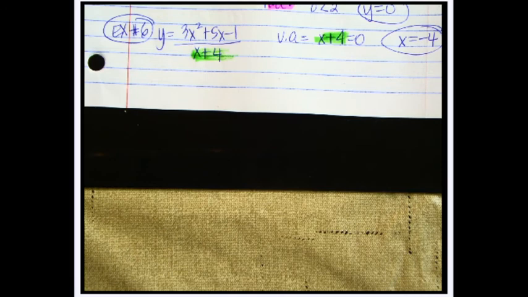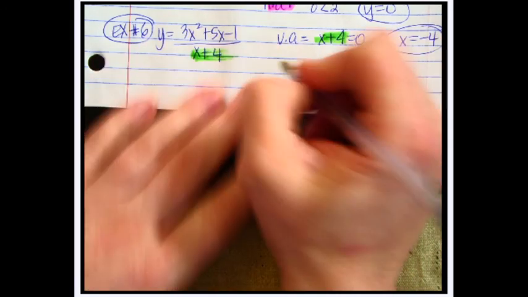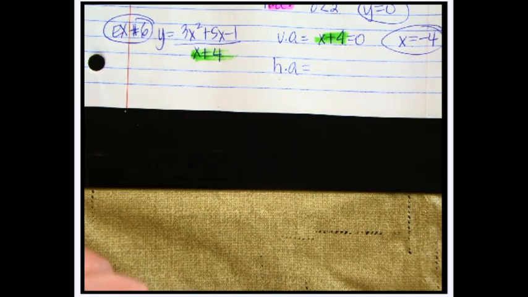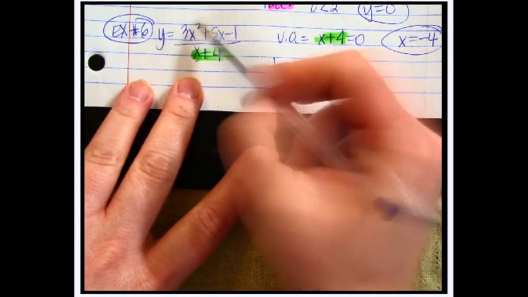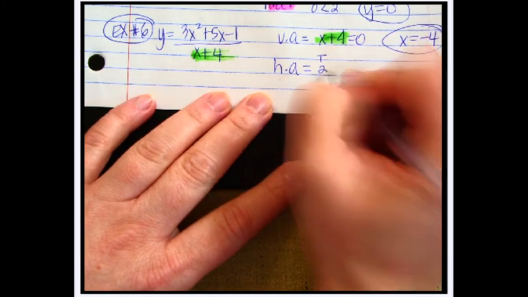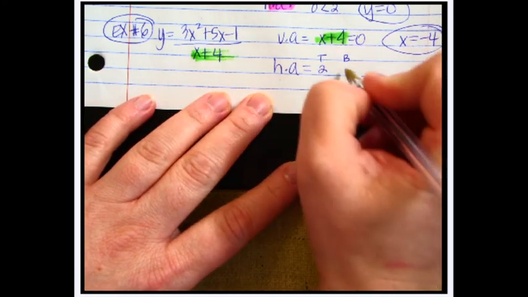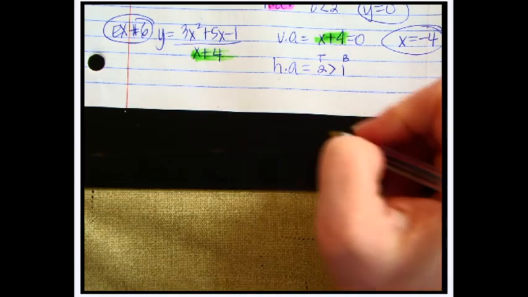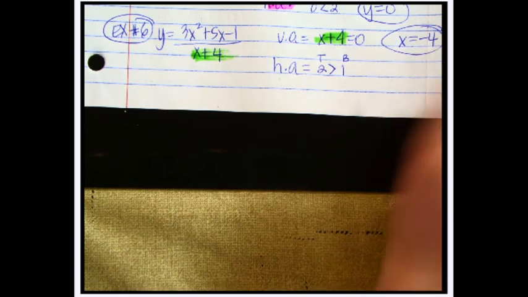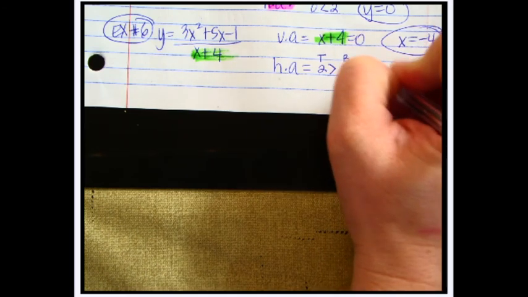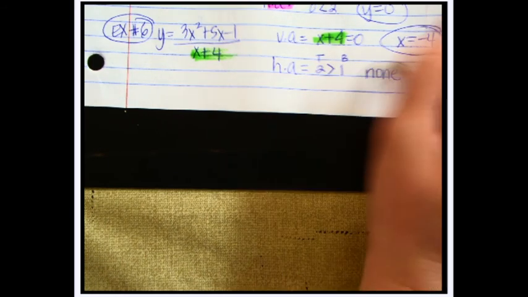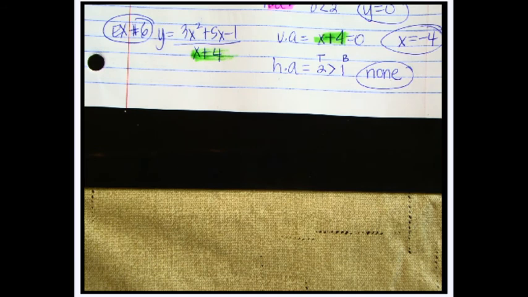Okay. And then we need to look at the horizontal asymptote. And that's where we can compare the tops and the bottom degrees. Here we have a top degree of 2 and the bottom is 1. So the top is bigger than the bottom. And if the top is bigger than the bottom, that's our third scenario. And that's where we do not have a horizontal asymptote. Okay. So in this case, we only have a vertical asymptote.